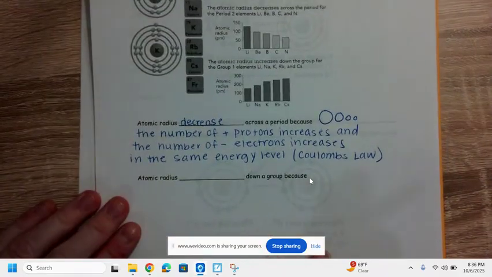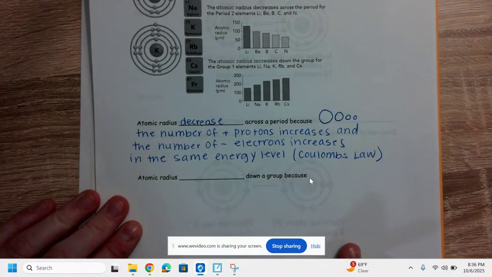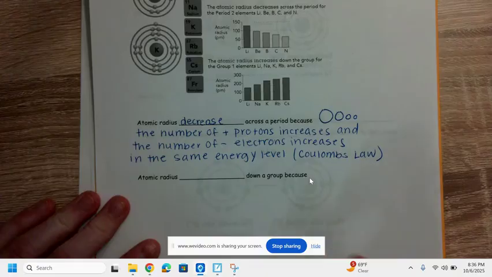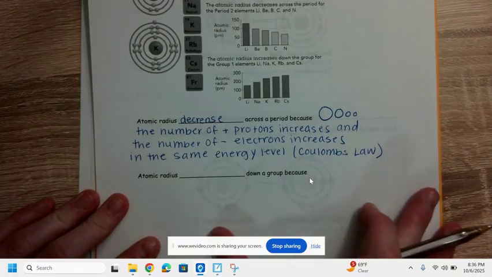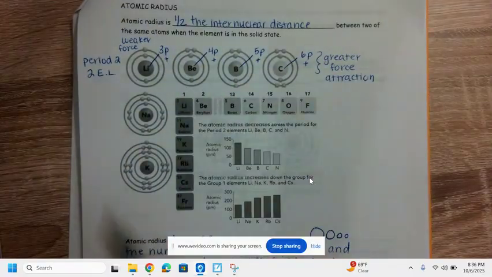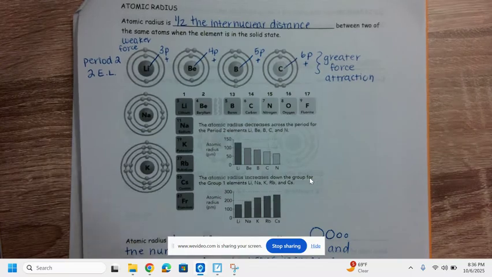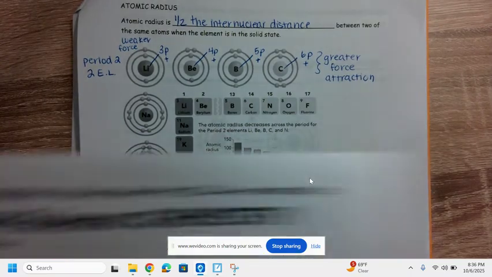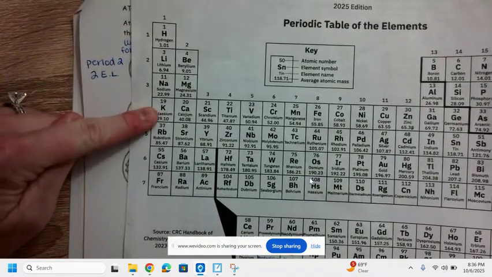So that is why they're getting smaller, because those positive protons are increasing. The number of those negative electrons is increasing. That means the force is increasing as we go left to right in the same energy level, so they're getting squeezed smaller and smaller. So that's going left to right across a period. Let's go top to bottom down a group. So now let's take a look at group number 1. We're going to look at lithium, sodium, and potassium.